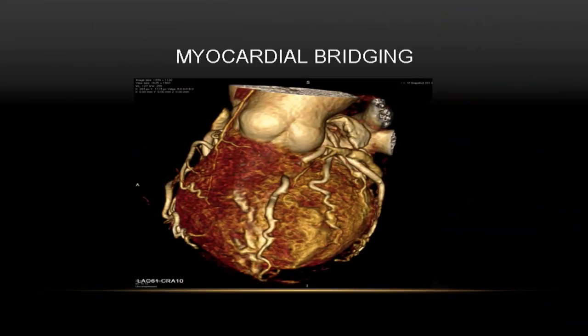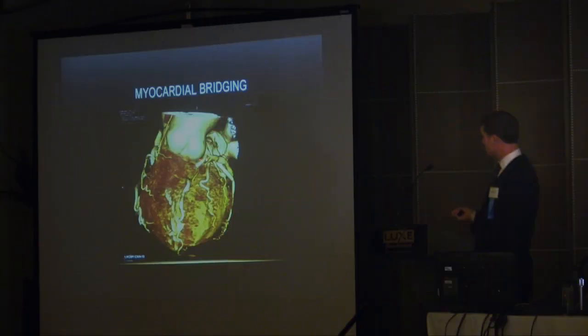Anomalies of origin are well visualized. We see other anomalies, of course, things like myocardial bridges. Here, the epicardial coronary should lie on the epicardial surface, but in this case, the LAD comes down and bounces down underneath the myocardium for a limited distance. This is a myocardial bridge.